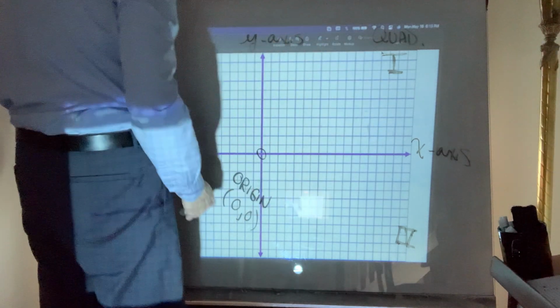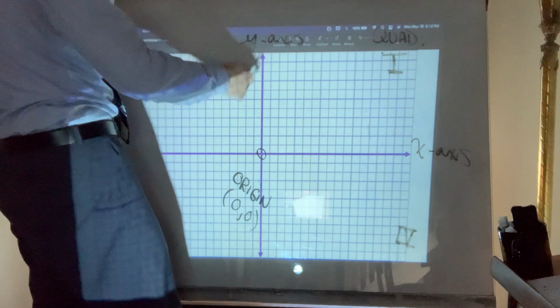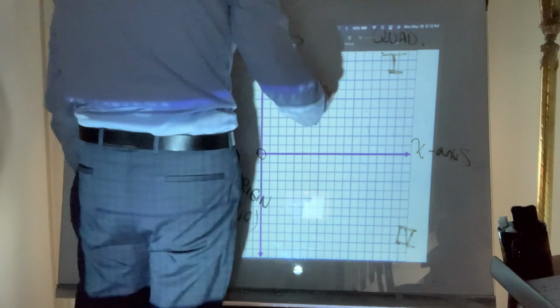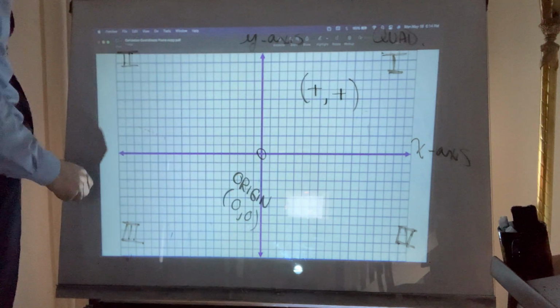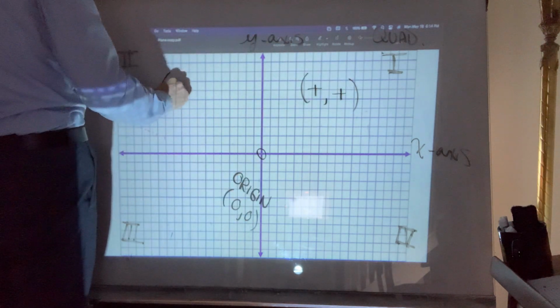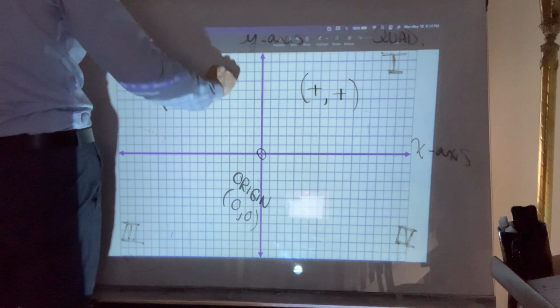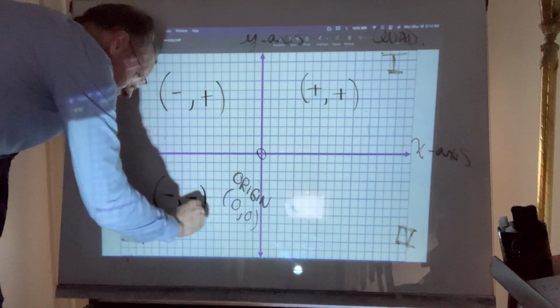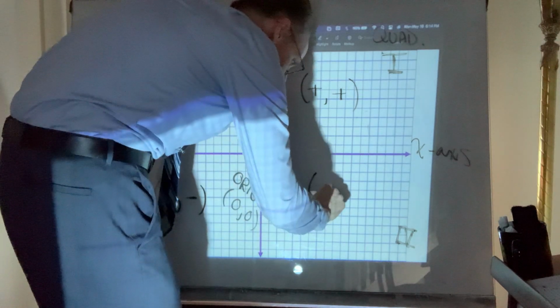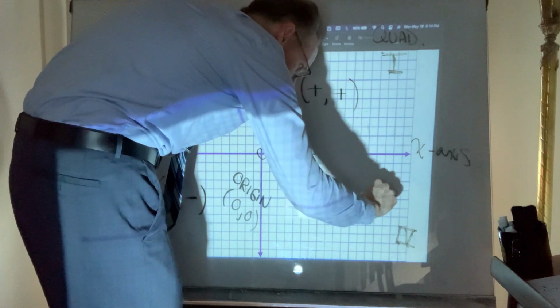Anything in quadrant 1 would be a point that is an x at first and then a y, a positive and a positive. Right? And over here in quadrant 2, it would be a negative x and then a positive y. And in quadrant 3, both negatives. And in quadrant 4, a positive x and a negative y.